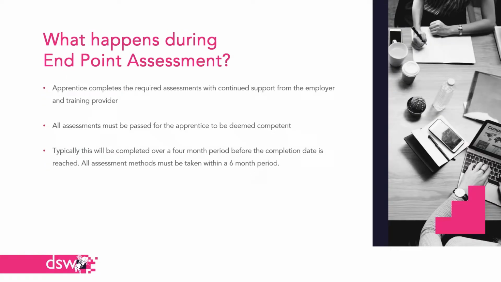What happens during endpoint assessment? The apprentice completes the assessments detailed in the assessment plan. There is still an expectation that the apprenticeship training provider will support the apprentices throughout the endpoint assessment period. This is to ensure that they're familiar with what's to come and so mock exams can be completed with them. In order to pass and be deemed competent, the apprentice must pass all of the assessments. This happens over a maximum of 6 months from the point they are approved for Gateway.